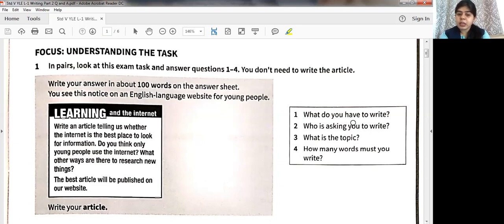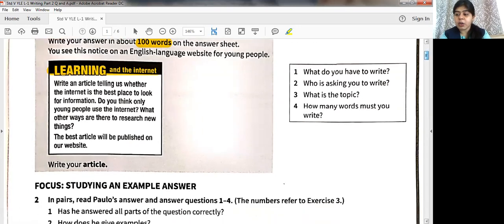What do you have to write? Yes, we have to write an article. Okay, so you will write an article. Who is asking you to write? It could be the publisher who is asking you to write an article. What is the topic? The topic is learning and the internet. And how many words must you write? Here they have given that you have to write nearly 100 words. Okay, now the sample of this article writing for this notice is given to you over here.